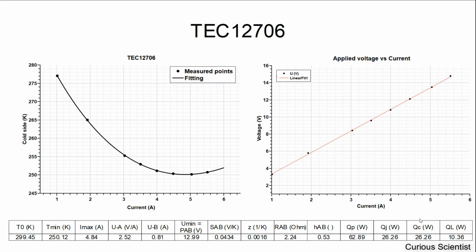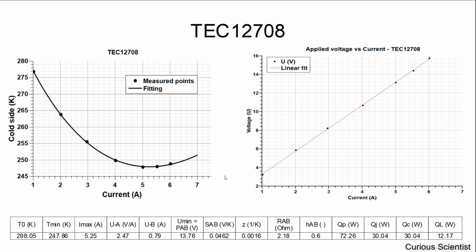And then this is a bit more interesting. For the 6 ampere unit, we were able to go above the I-max. So we were able to increase the current, so we increased the temperature of the cold side. And then we have the 8 ampere unit, and here also there are 2 points after the minimum temperature or minimum cooling.